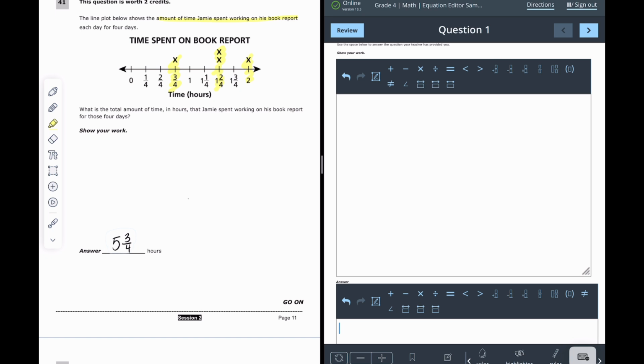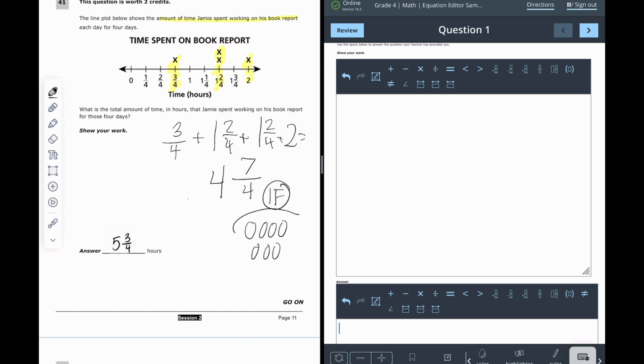So if I was just doing this on paper, I know I would do 3/4 plus 1 and 2/4 plus 1 and 2/4 plus 2. So altogether, in whole numbers, I would have 1 plus 1 plus 2, which is 4. And with my fractions, 4 is the denominator, 3 plus 2 is 5, plus 2 is 7. Okay? And because this is improper, because I have 7, I'm going to draw my 7 circles. I'm going to circle 4, so that is equal to 1. So I'm going to add 1, and I get 5, and what's left, 3/4.